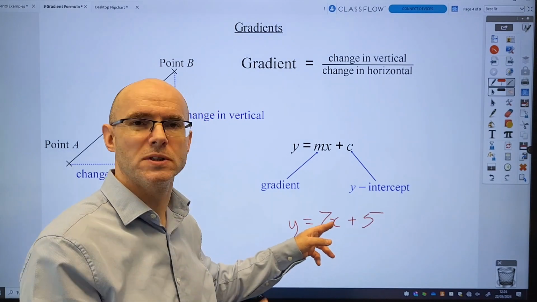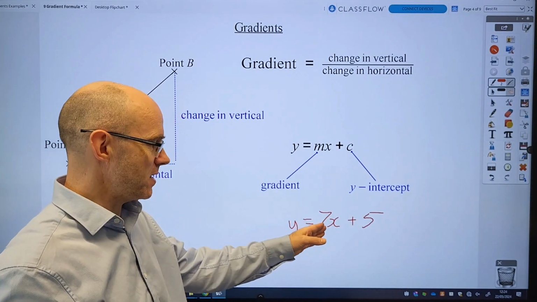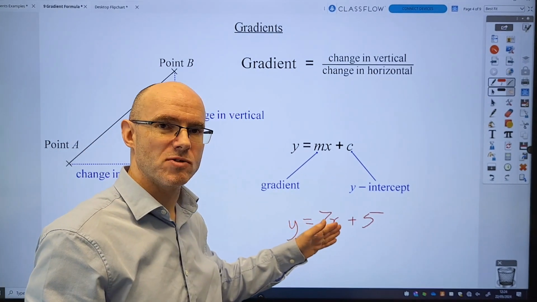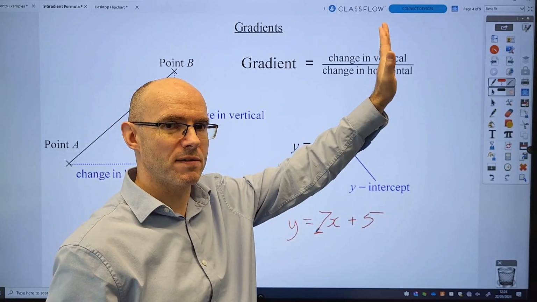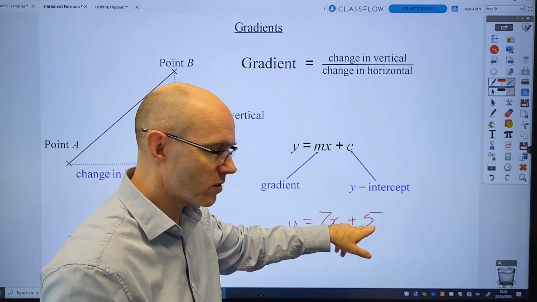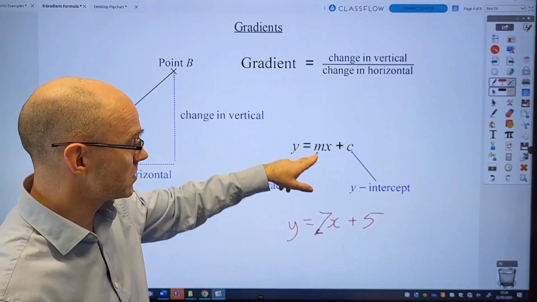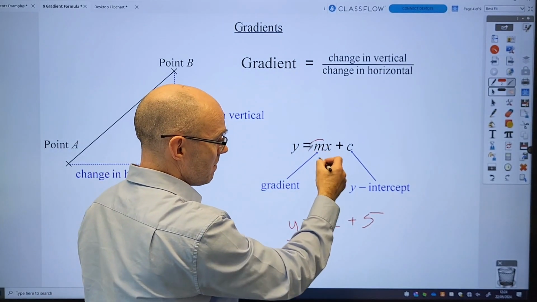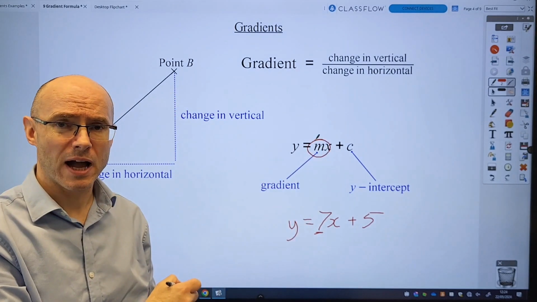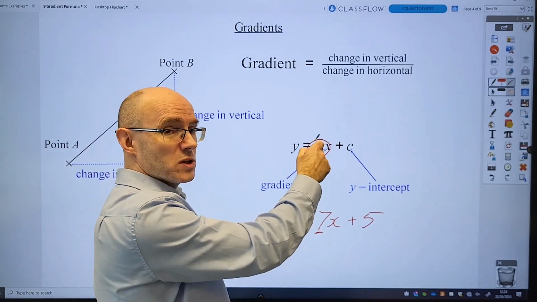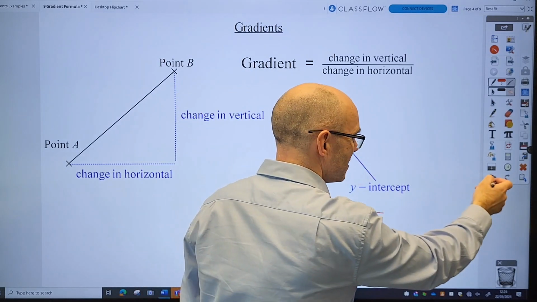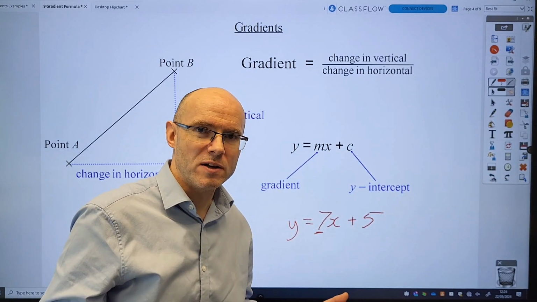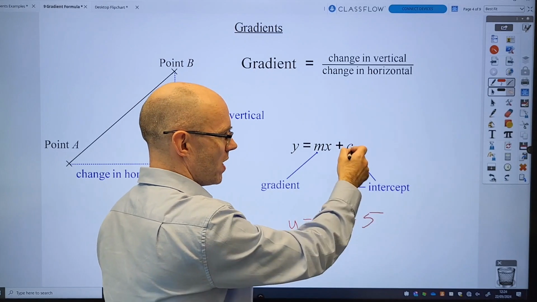x is the actual variable that is in the equation. 7 is the gradient. What that means is for every unit you travel horizontally, you travel 7 units upwards. The y-intercept is 5. So it's as simple as this. We use letter m to represent the gradient, and we write it in the equation, y equals that gradient times x. And we use c, a constant value, which is where the c comes from, as the y-intercept.